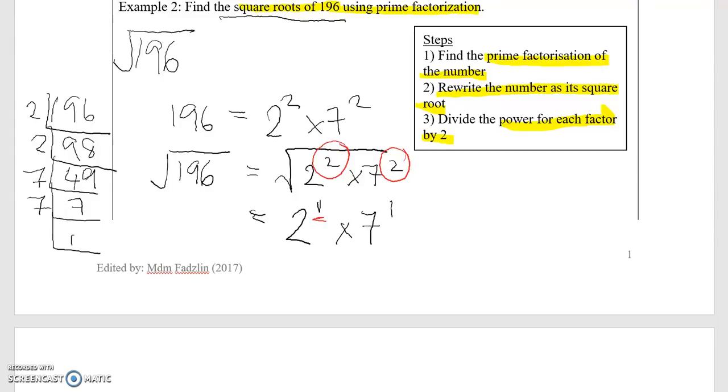So therefore, 2 to the power of 1 times 7 to the power of 1, which is the same as 2 times 7, will give us 14. But since the square root of 196 has 2 possible answers, therefore, positive or negative square root of 196 is equal to positive or negative 14.